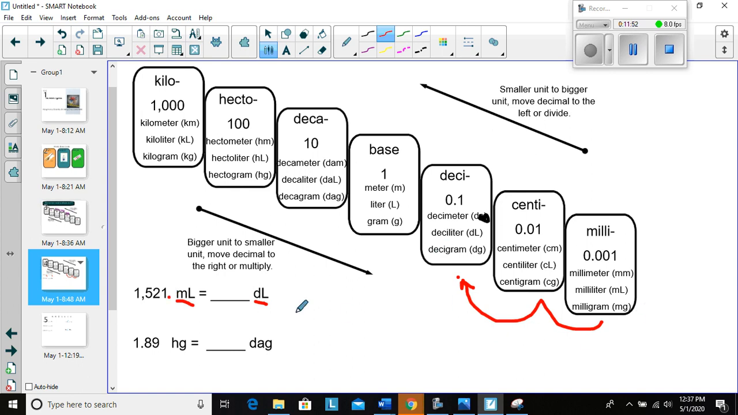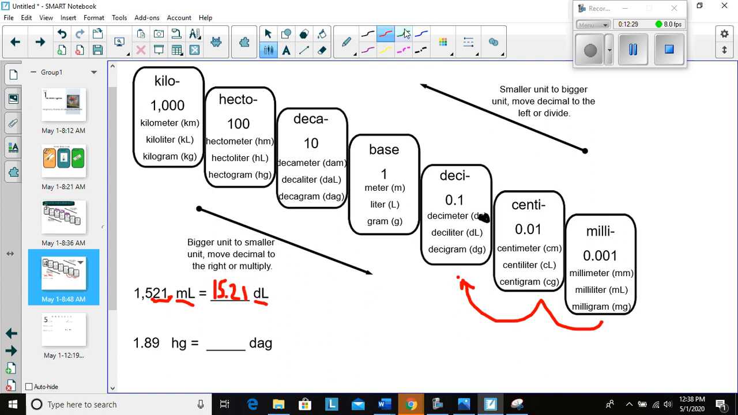And 2 steps to the left means 2 jumps over. So we're going to go 1, 2, and my answer is going to have a decimal right here between the 5 and the 2. So I'm going to write it right here, 15, decimal, and then the 21. And that's my answer. So we're saying that 1,521 milliliters is equal to 15.21 deciliters. Okay, and we know that from the ladder. 2 steps forward means the decimal goes 2 steps forward.